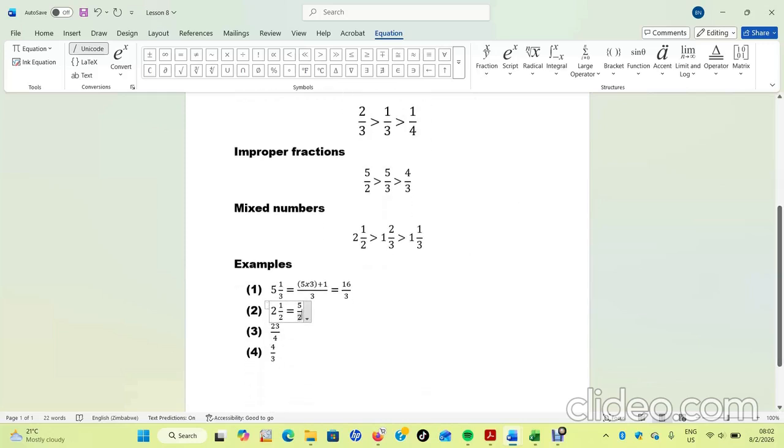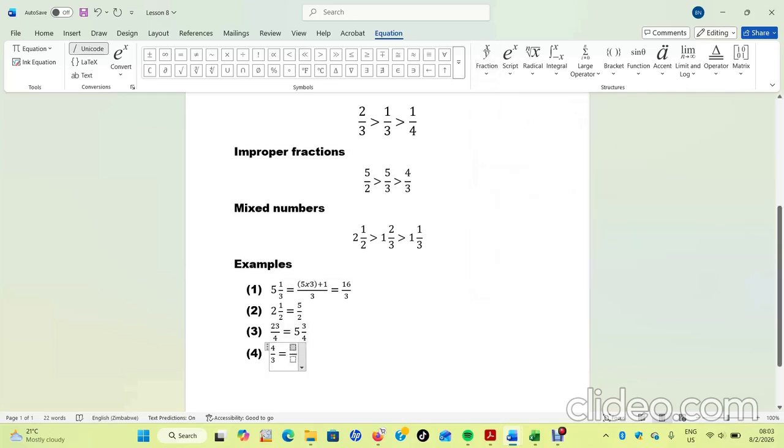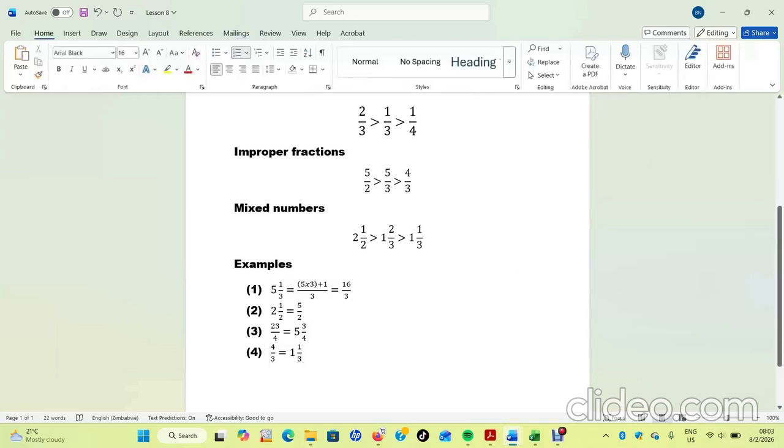Now let's convert an improper fraction into a mixed number, which is rather simple. We just divide the denominator into the numerator. So 4 into 23 is 5. Then the remainder forms the numerator with the denominator. Then 4 over 3. So it's 3 into 4, which is 1. Remainder 1. So the remainder will form the numerator. So it becomes 1 and 1/3.